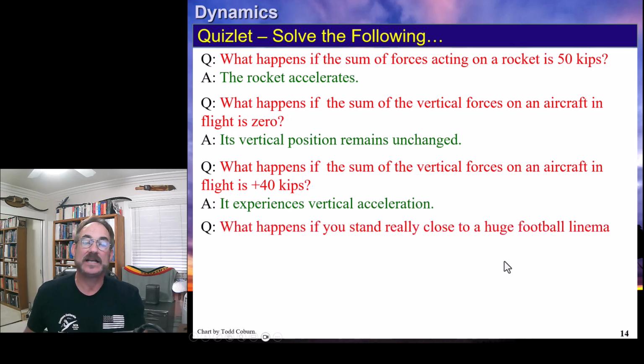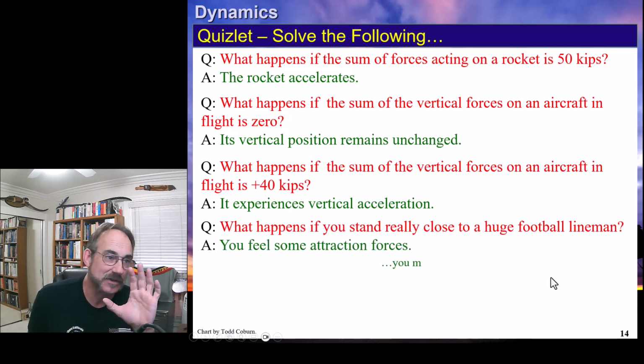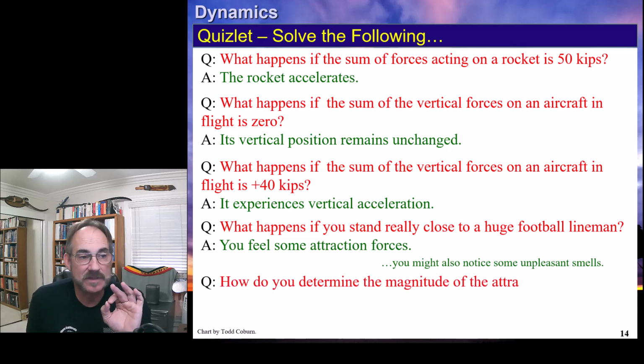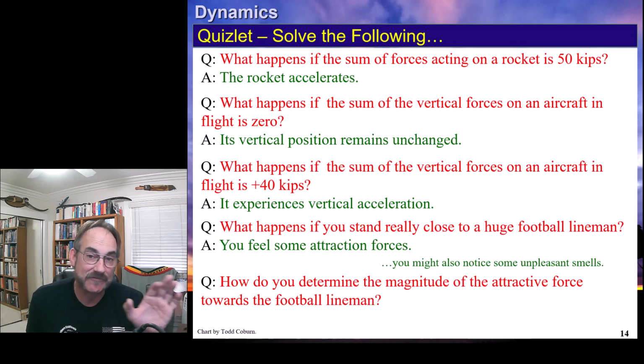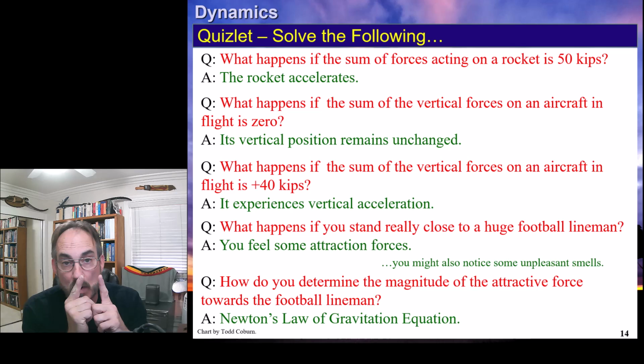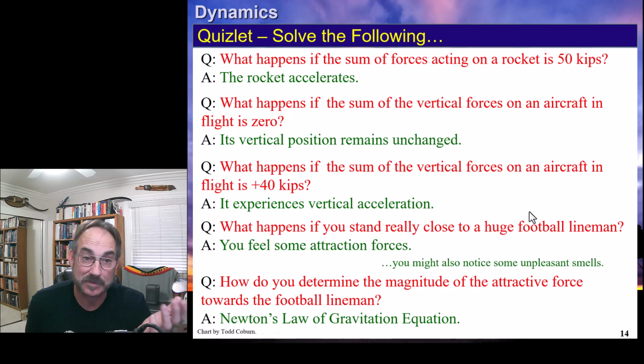What happens if you stand really close to a huge football lineman? Well, Newton's law of gravitation says because he has mass and you have mass, you're going to feel some attraction, an attractive force between the two of you. How do you determine the magnitude of the attractive force toward that football lineman? Well, you'd apply Newton's law of gravitation, right? You take his mass and your mass, you take the distance between you squared, and multiply by the constant of gravitation, and then be really careful with the units to make sure that they all cancel out so you're getting an acceleration in feet per second squared kind of number.